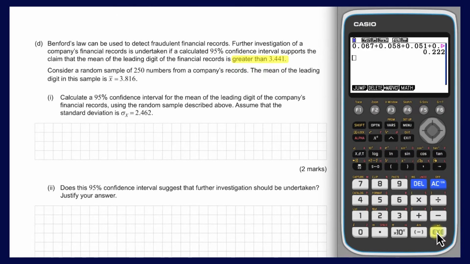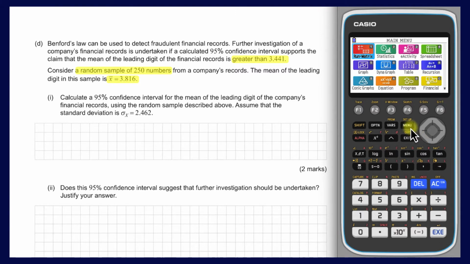And we're told that there's a sample that's been taken of 250 numbers from a record, and we have the mean of 3.816, which is of course greater than the 3.441, but the question is, will the confidence interval confirm the significance of that result? So we're going to calculate a 95% confidence interval. I'm going to do that on my graphics calculator in the statistics mode.